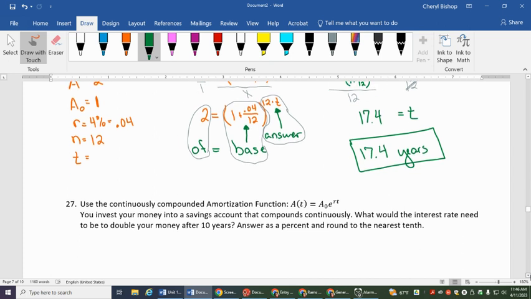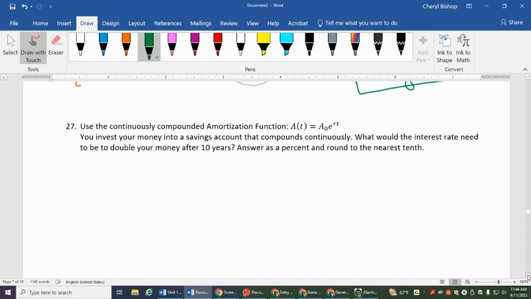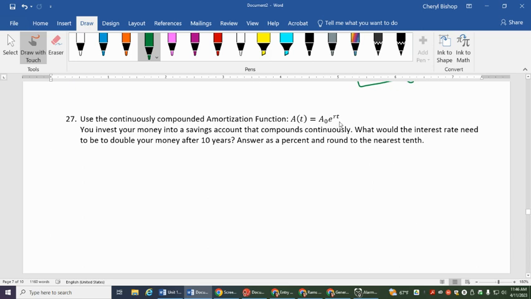Okay. Let's look at 27. You get to use the calculator again. This time we're continuously compounding, so look, we have a different formula. We have an A. We have an A sub 0. We have an R. And we have a T. We don't have an N this time because it's continuous compounding.